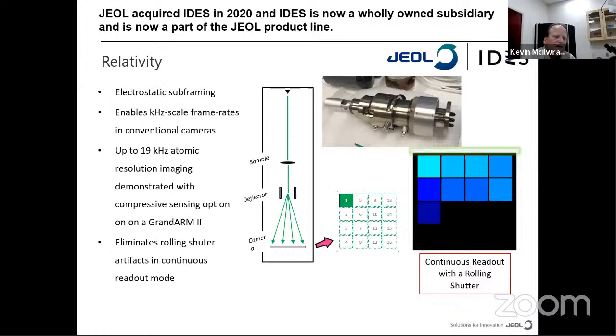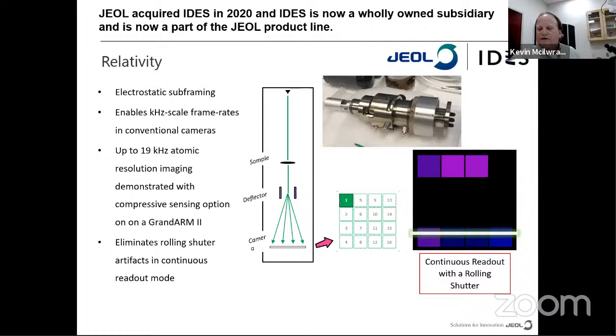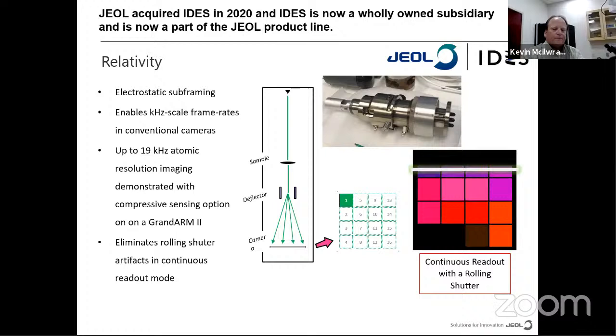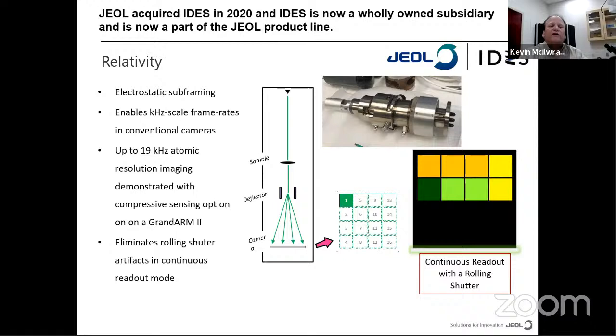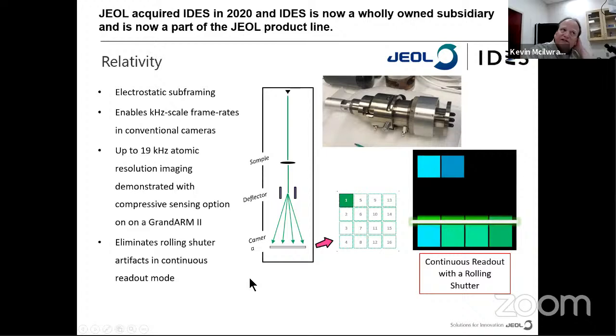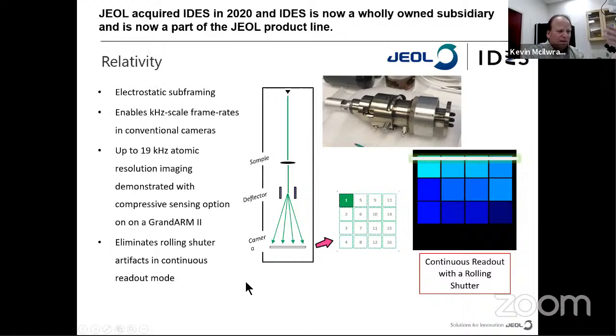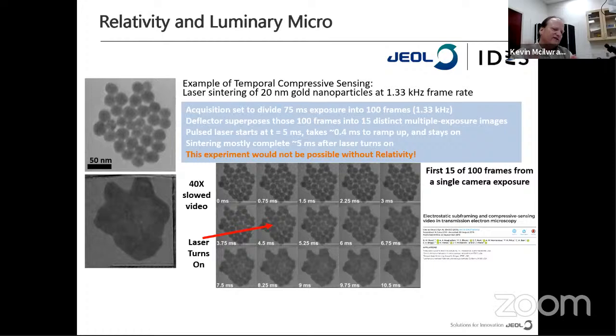So let's say we have a camera that does 60 frames per second, right? I can actually make that camera run at 15,000 frames per second using Relativity, and there's no artifacting. Part of this is that we have an electrostatic dose modulator that IDES makes, which actually does 50 nanoseconds. Everybody else is like 5 microseconds deflection on blanking your beam. This does 50 nanoseconds. Now here's an example of using that Relativity and Luminary, which I talked about earlier, which was the laser that goes into the pole piece. So what we can do is you have 75 millisecond exposures at 100 frames.